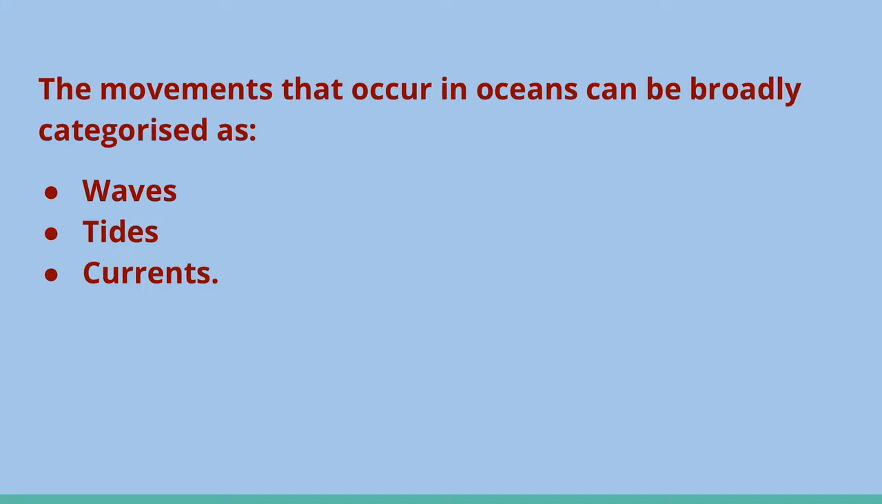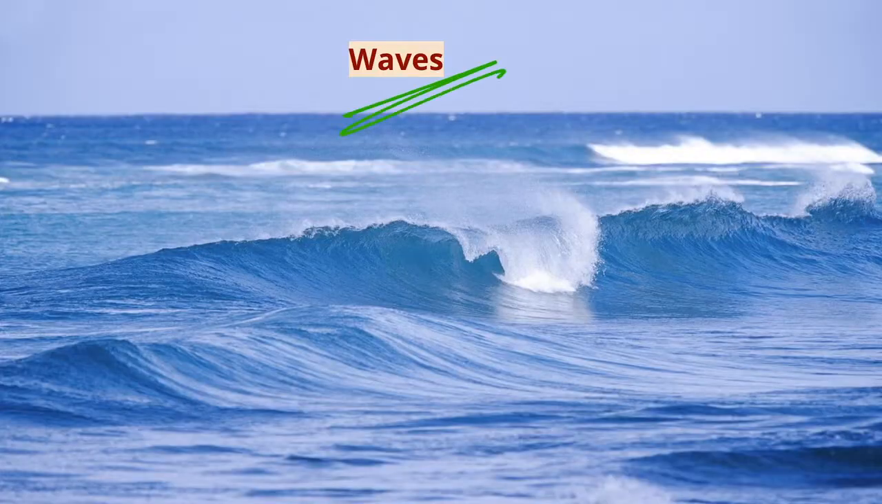The movements that occur in the oceans can be classified into three types: waves, tides and currents. What are waves? Suppose you are playing on a beach and the ball falls into the water, we can see that the ball gets washed back to the shore by the waves. When the water on the surface of the ocean rises and falls alternately, they are called waves. So with the help of these waves, the ball thrown into the ocean comes back to the seashore.